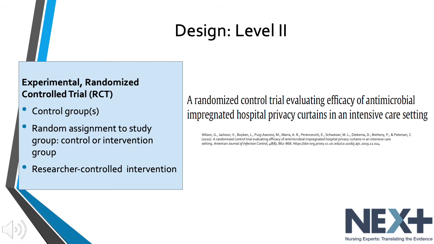Common threats to internal validity that are minimized by having a control group include history, testing, and maturation. The threat of history refers to the threat that an event occurred during the course of the study that explained results. Examples of events include implementation of a new practice guideline or a pandemic.